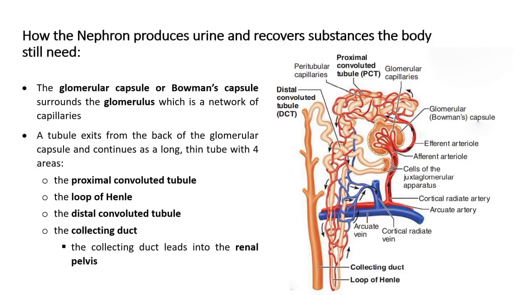How the nephron produces urine and recovers substances the body still needs. The glomerular capsule or Bowman's capsule surrounds the glomerulus, which is a network of capillaries. A tubule exits from the back of the glomerular capsule and continues along a thin tube with 4 areas: the proximal convoluted tubule, the loop of Henle, the distal convoluted tubule, and the collecting duct. The collecting duct leads into the renal pelvis.